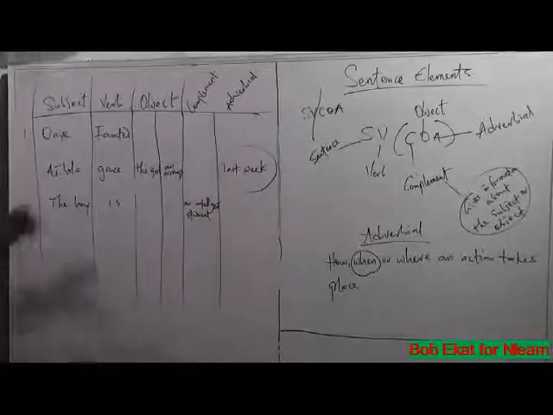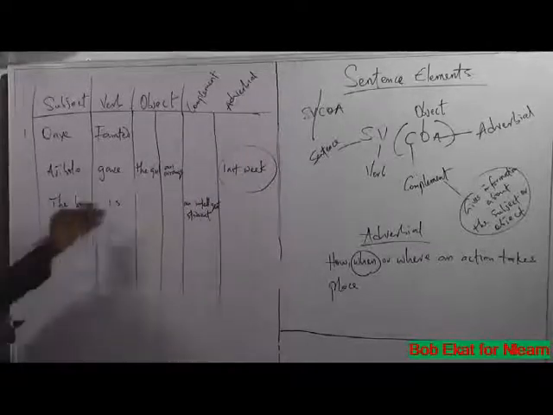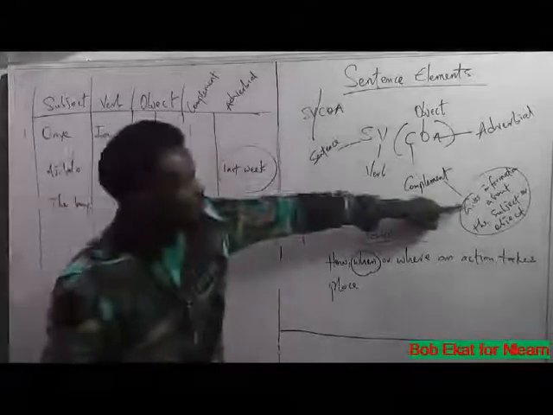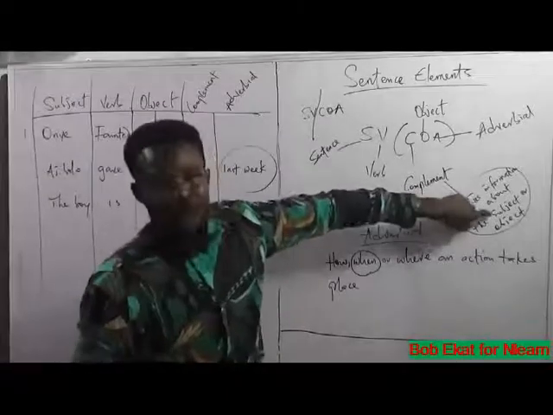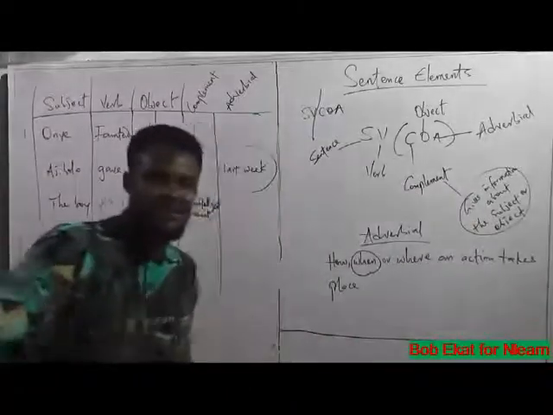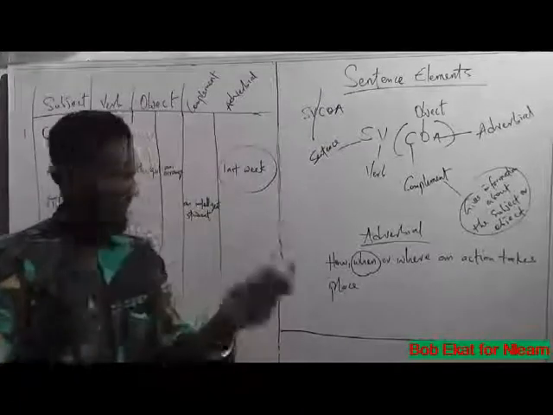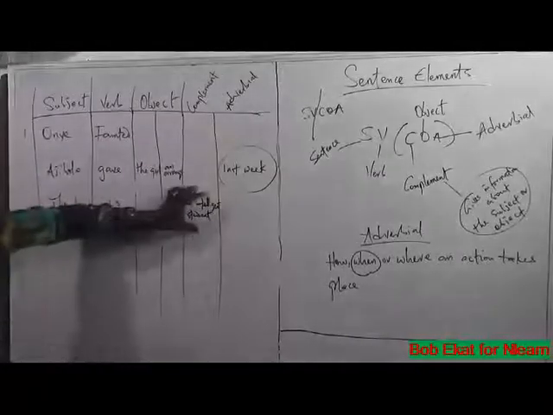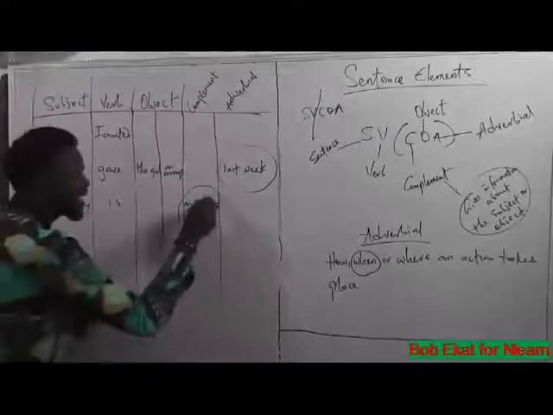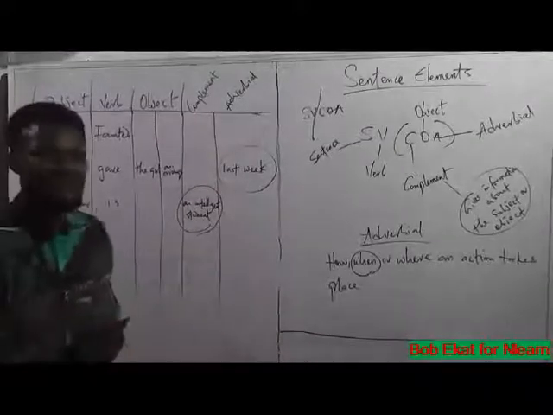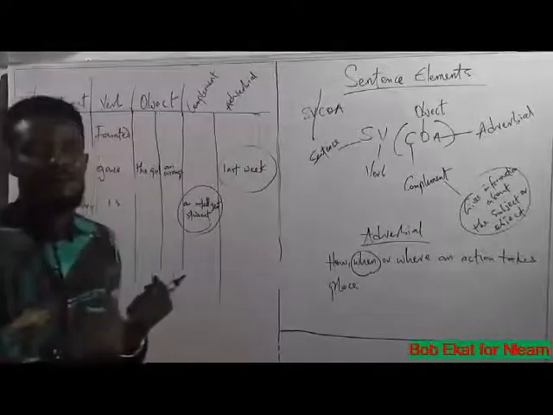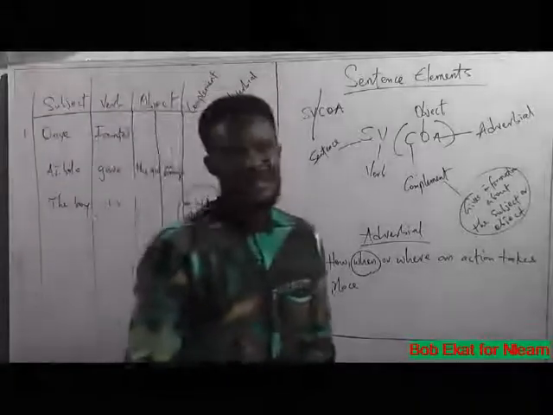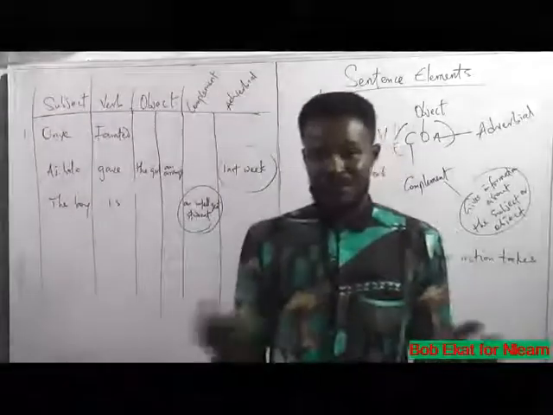And then of course, the last sentence we have here says, the boy is an intelligent student. Don't forget I said complement refers to information about the subject or object. So when we say here that the boy is an intelligent student, an intelligent student here is a complement because it gives information about the subject, which is the boy. With this, we've come to the end of sentence elements, and I do sincerely hope that you understand. Thank you.